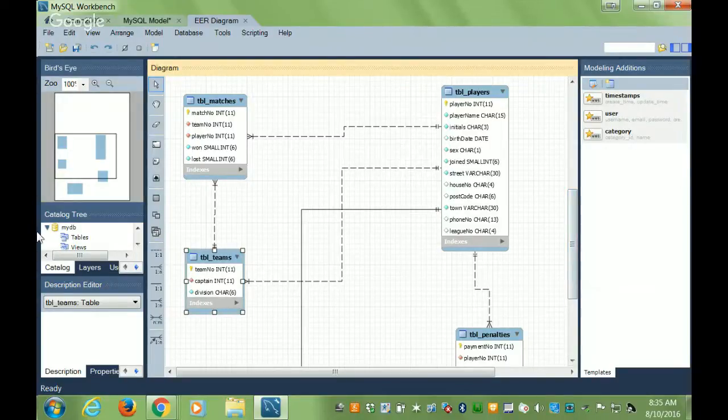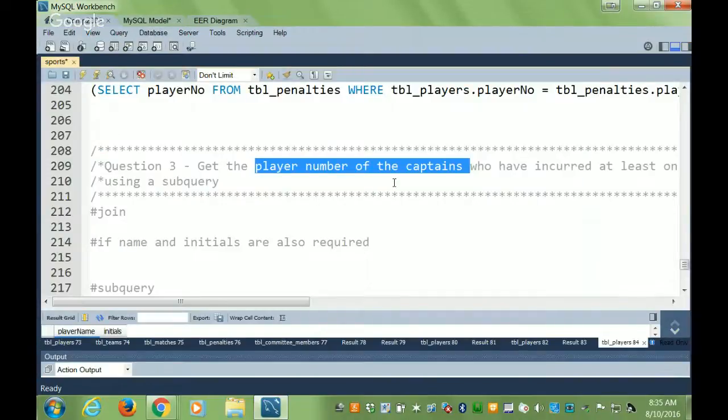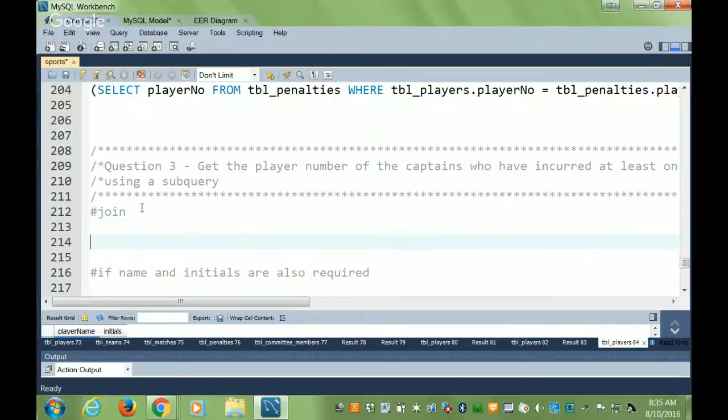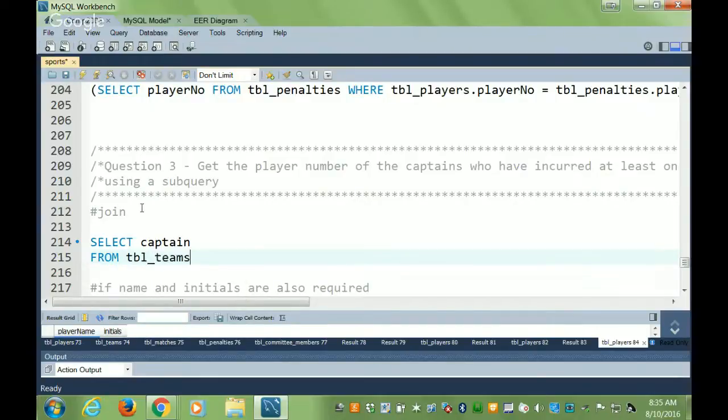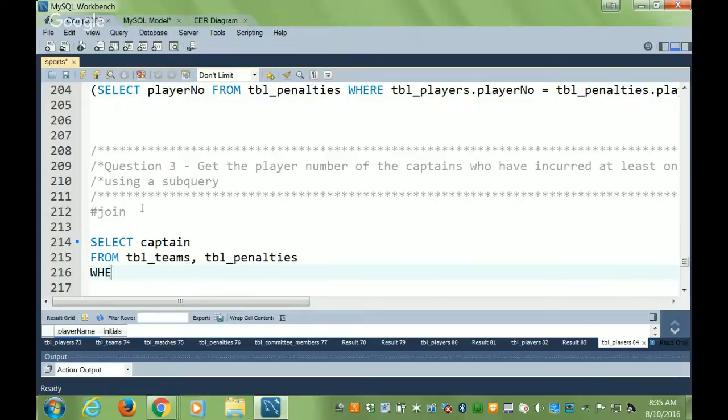Okay, let's try. Here is a situation where I think I can do it using both an inner join and an outer join. So let's do it using inner join first. Let's select, we're only interested in the player number, and we can just say captain, the player number from the other table. Here it is called captain. From what tables are we interested? We are interested in the table teams, and the table penalties. These are the two tables. What is the joining condition? You are here and you are here and your player numbers match. So basically where the captain here is equal to player number in the other table. There's no confusion at all.